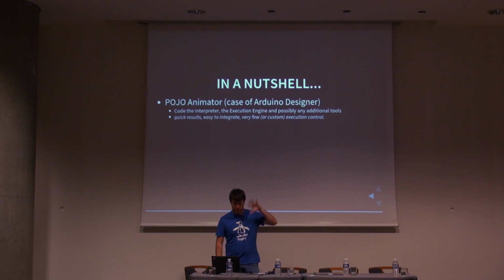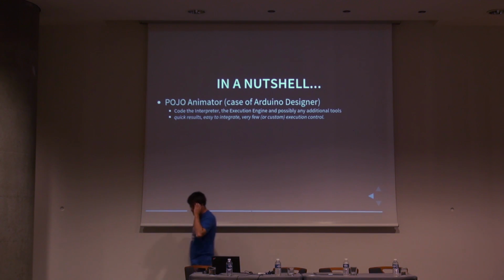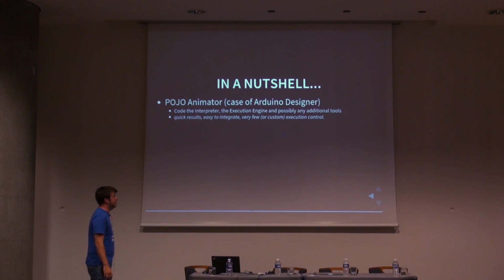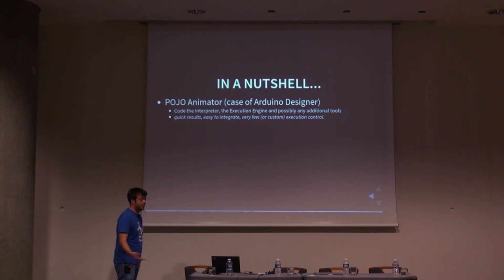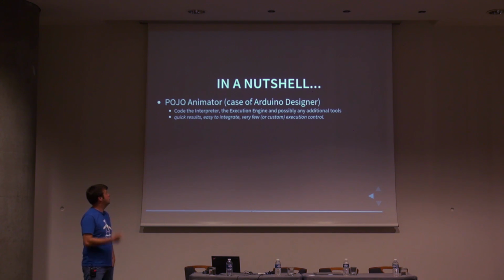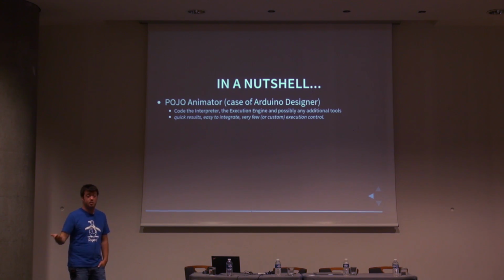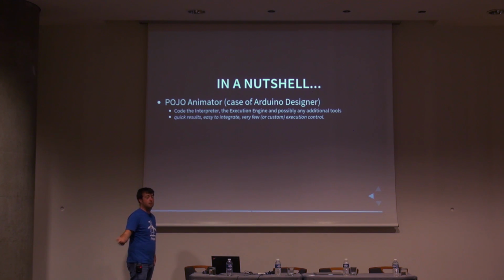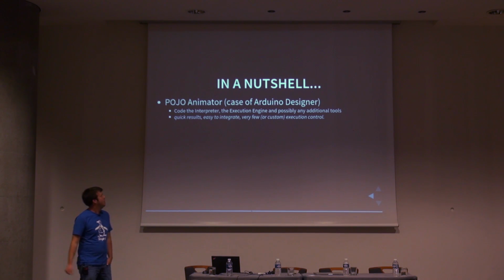So going back to the subject itself, what we've seen is the straightforward Animator we did in Arduino Designer, which represents 2,000 lines of code. It's only Java, but you have to code the interpreter, you have to code the execution engine, and possibly any additional tool you will need to control the execution in other ways, and so on. So it gets you very quick results because you don't have lots of stuff to do. But on the other hand, you don't have a lot of control on the execution.